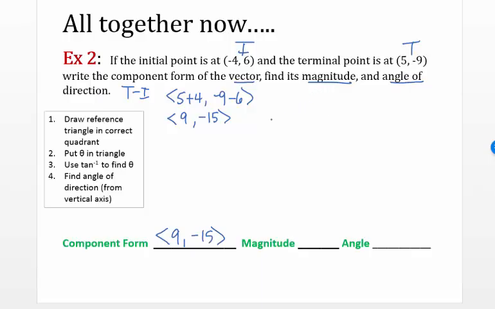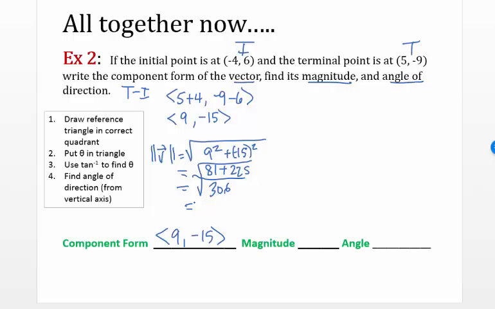So let's think about this. The magnitude of this vector is going to be the square root of 9 squared plus -15 squared. 9 squared is 81 plus 225 is 306. And if I take the square root of that, I get 17.49. So that's my magnitude, 17.49. So there's problem 1, there's problem 2.